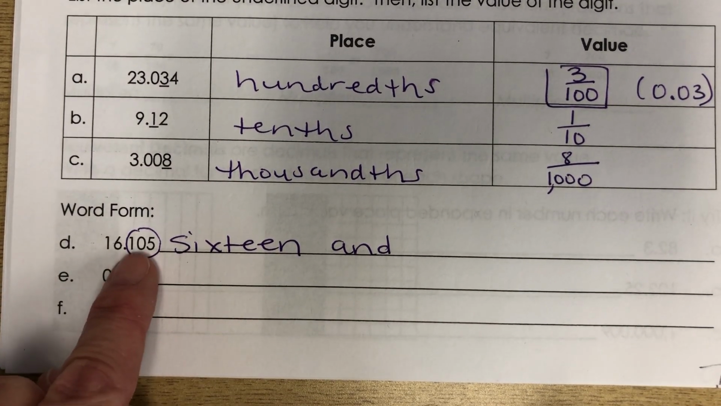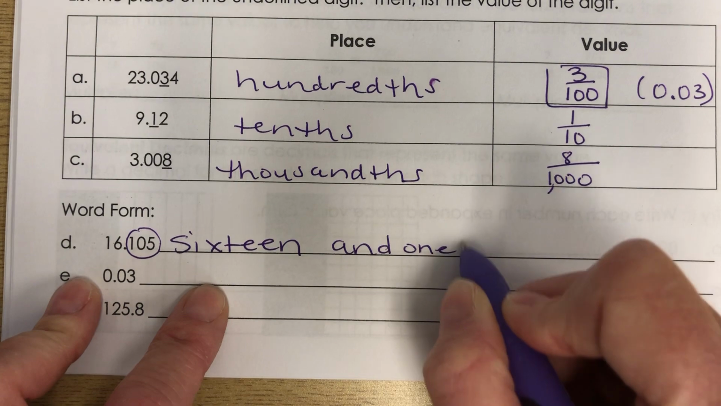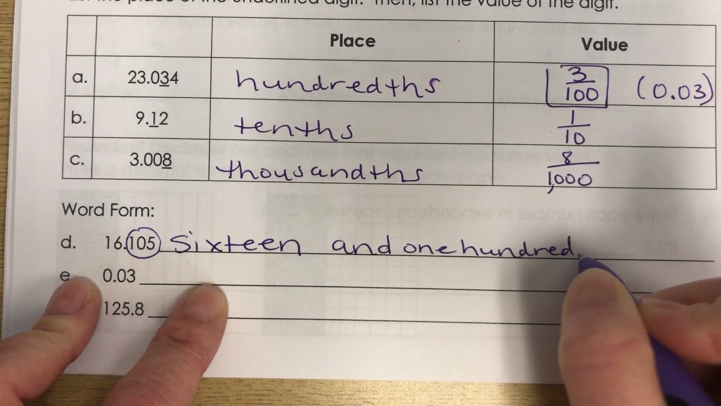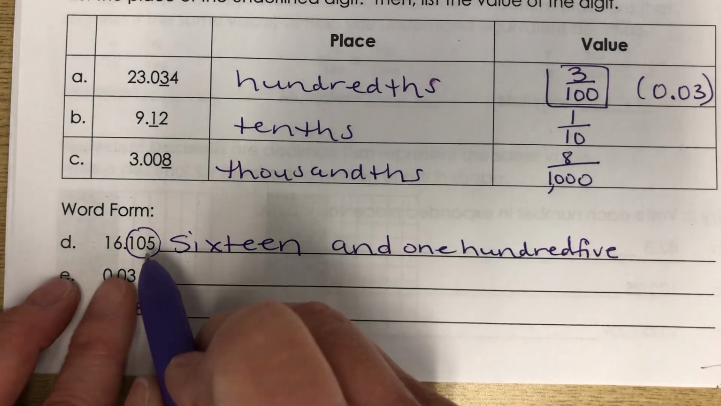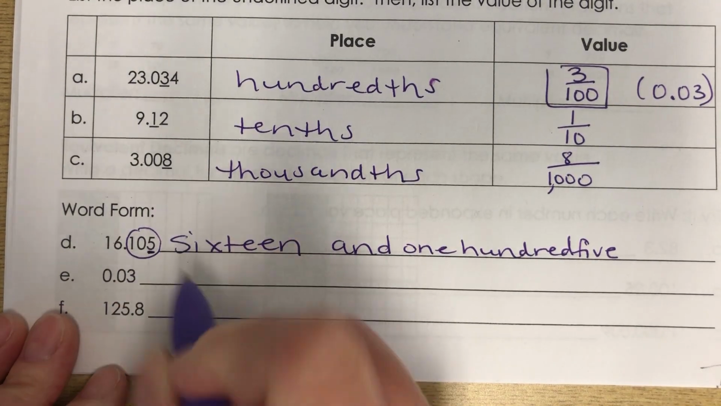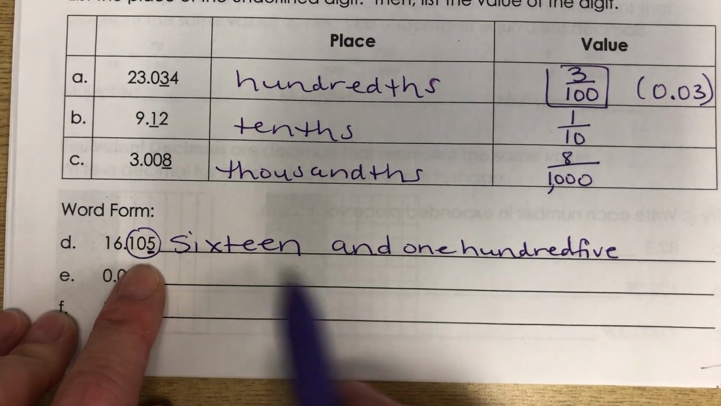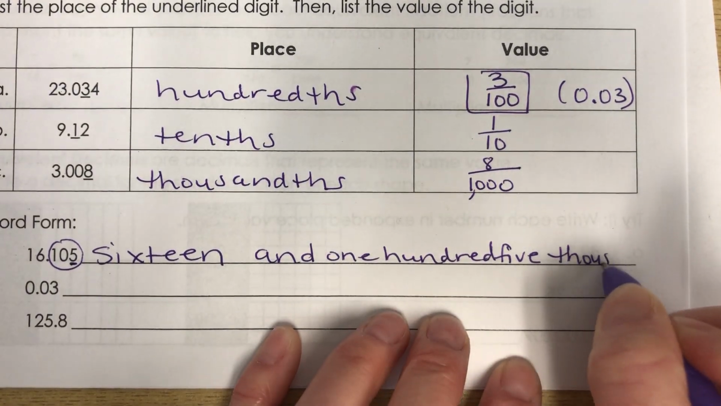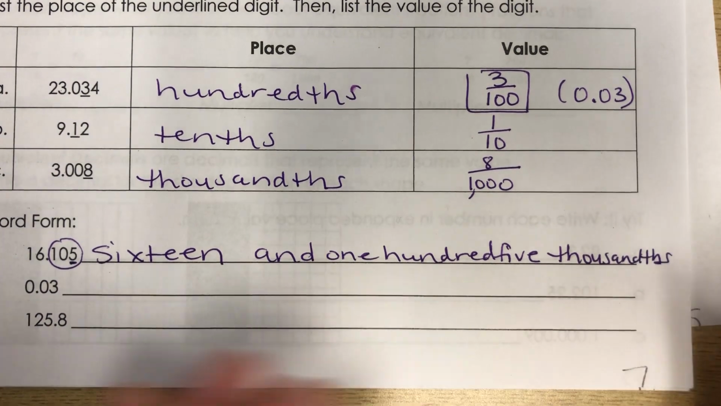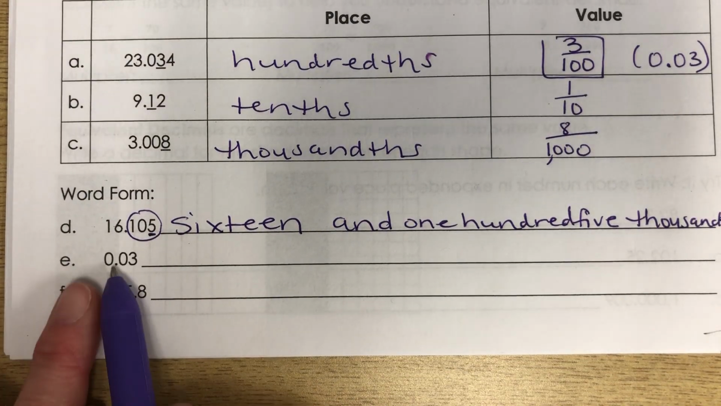Okay, now just how we read our chunks before, I'm gonna look and ask myself, what is this number? This number right here is 105. So I'm going to go ahead and write the 105. But this isn't actually worth 105 because it's to the right of the decimal point. This 5, the last digit, is 3 places over. That's the thousandths place. So I would write 16 and 105 thousandths.